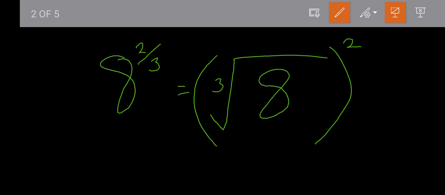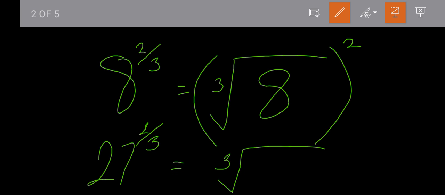So if I have 9 raised to the power 2 over 3, or let's say I've got something more definitive. Let's say I have 27. So this is going to be what? The root of the denominator with the base, the power of the numerator. So are you seeing that? Whenever we have a fraction index, that is what we do. That's how we interpret a fraction index.